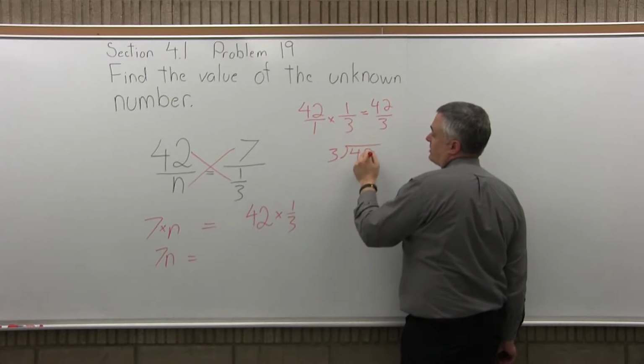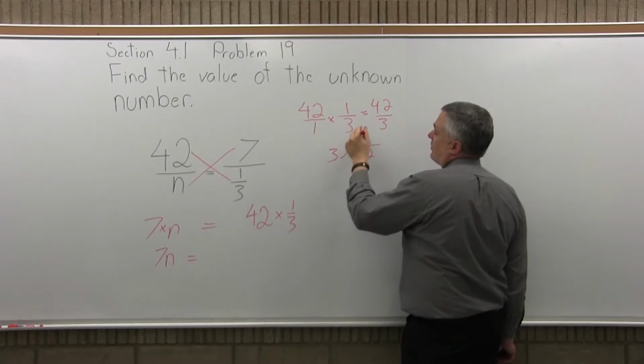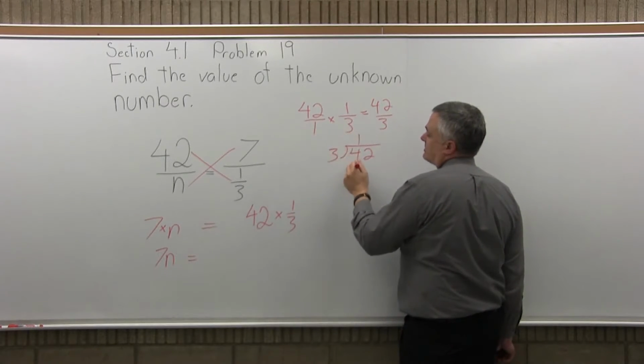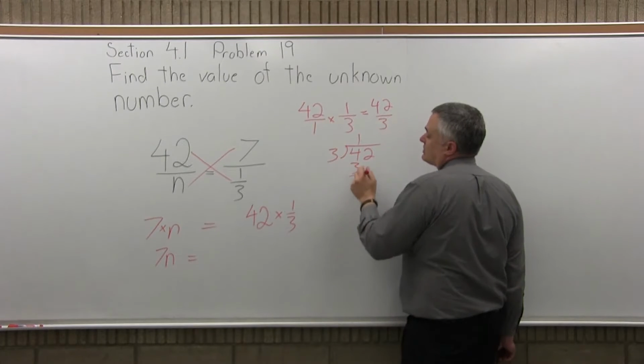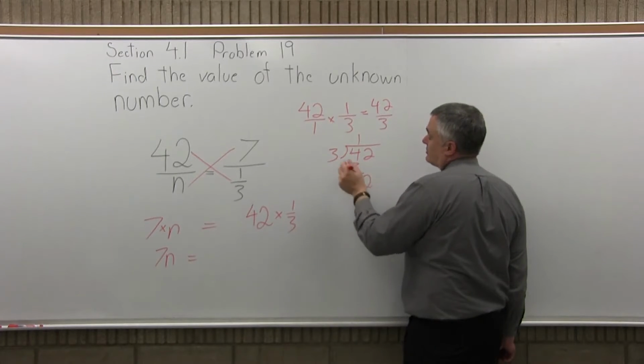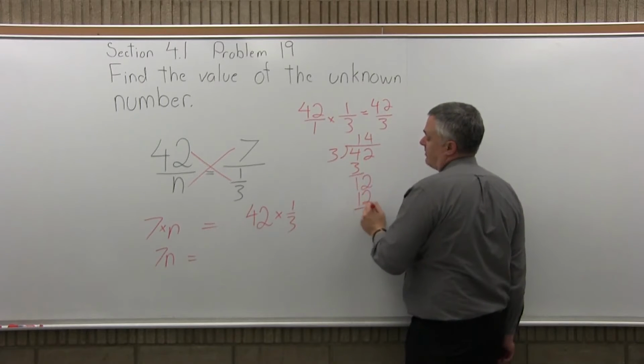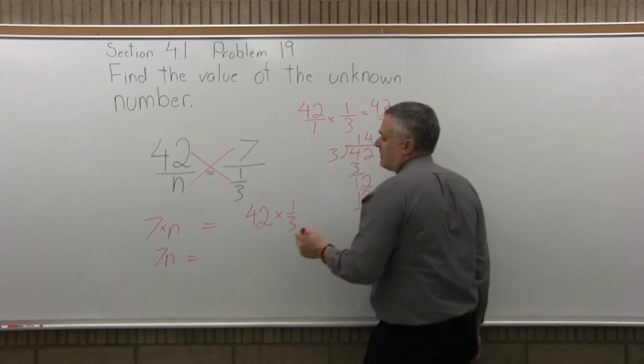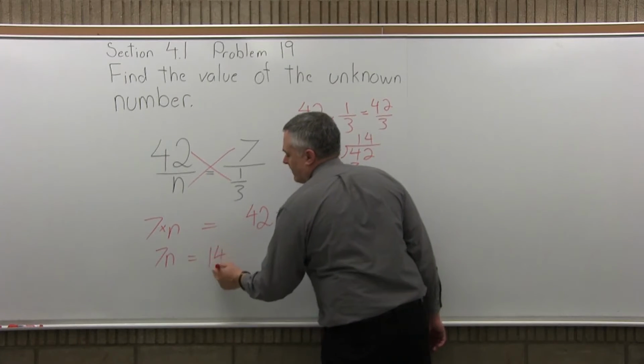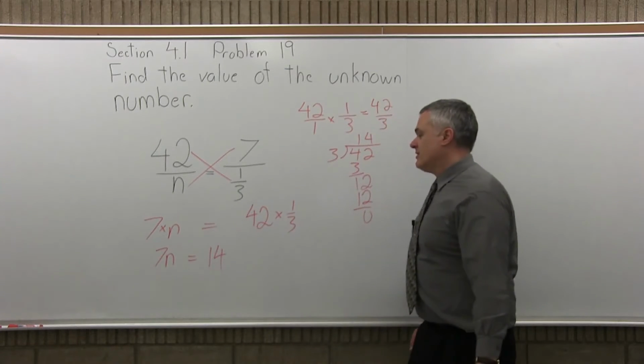3 divides into 42. 3 divides into 4 once. 1 times 3 is 3. 4 minus 3 is 1. Bring down the next digit, which is a 2. 3 divides into 12 evenly exactly 4 times. 4 times 3 is 12. Remainder is 0. So 42 times 1/3 is 14.